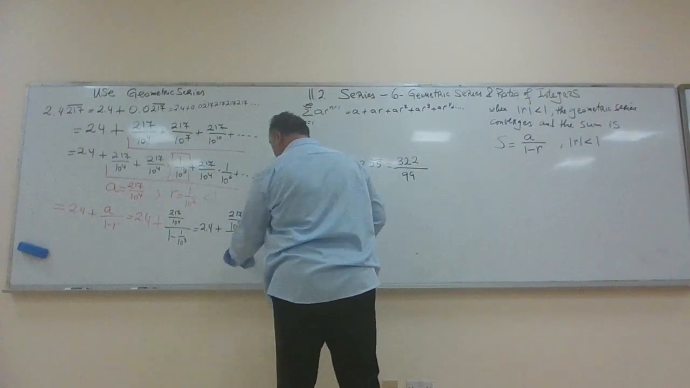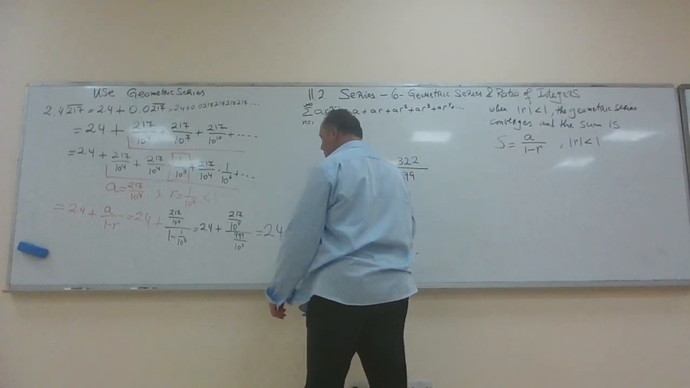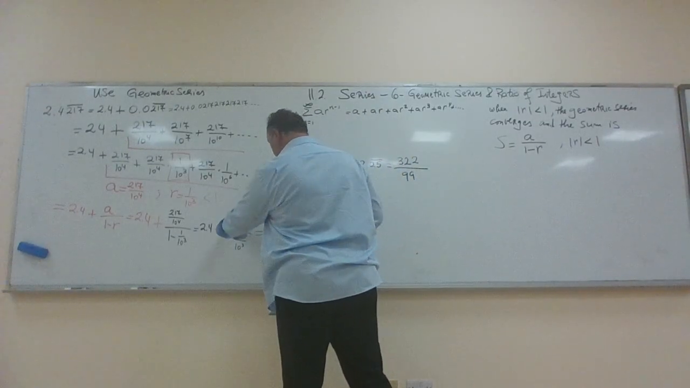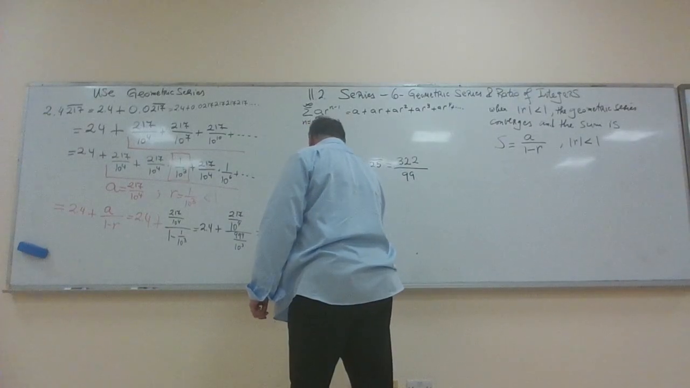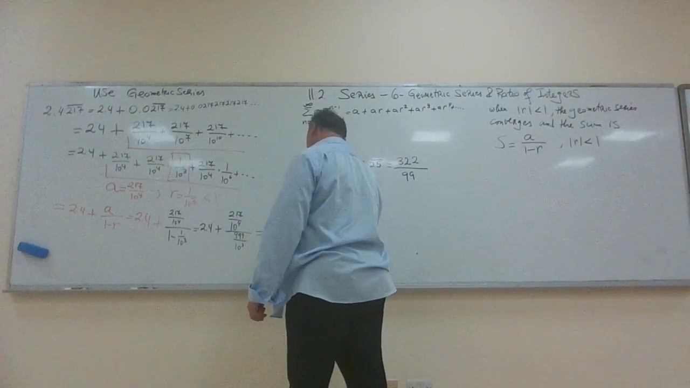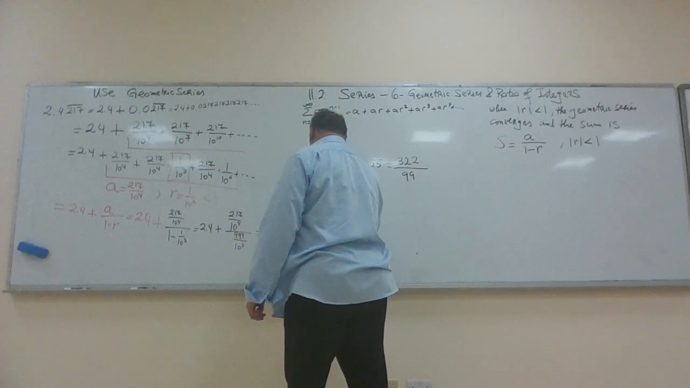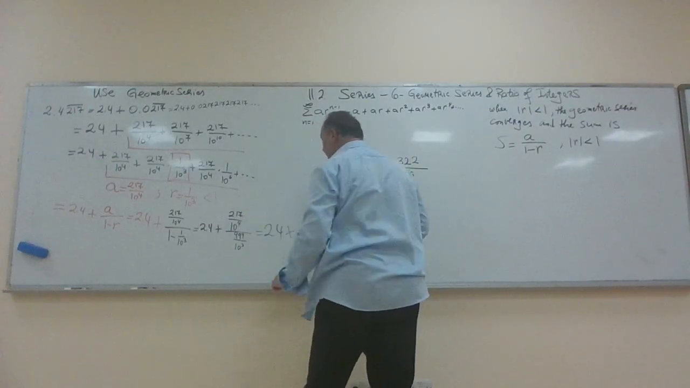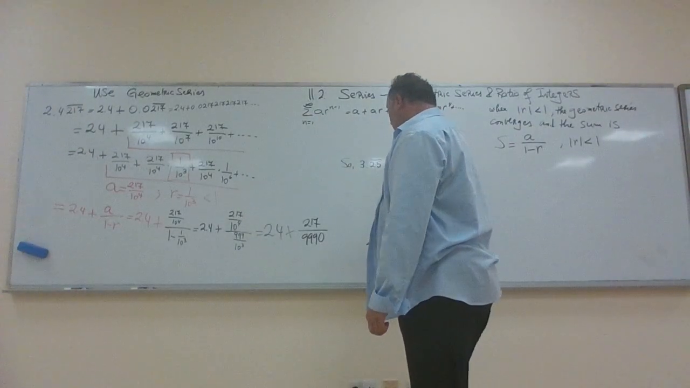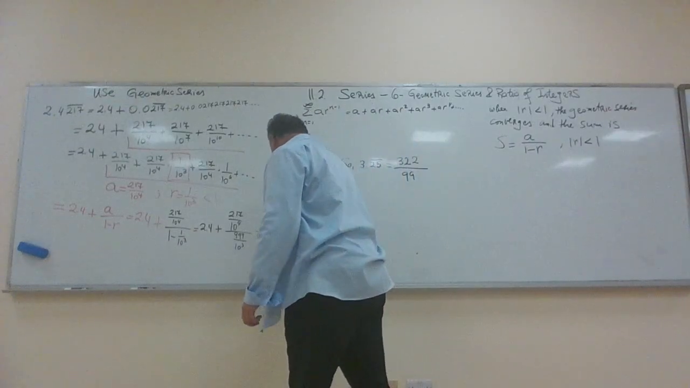Here 10 to the power 4, 10 to the power 3. So I'll have 10 here only. So I'll have 9990, and the upstairs will be 217. So essentially this, and then this guy goes up, they simplify. So I'm almost done, but I'm not done yet.